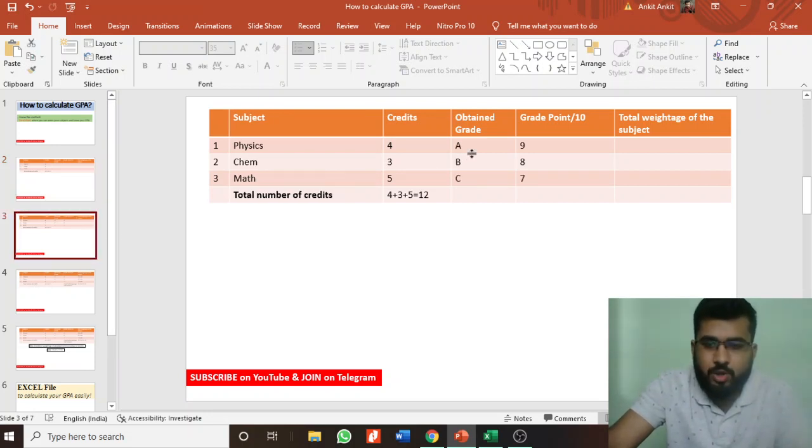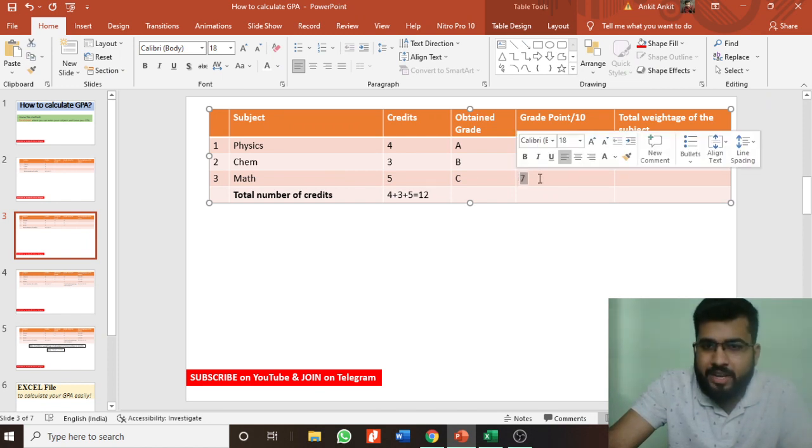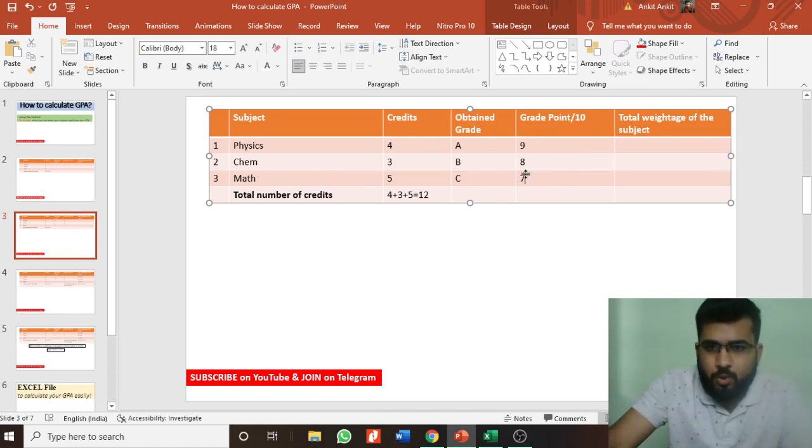Next, you should know the grade that you obtained in those subjects. So let's say you obtained A grade in physics, B grade in chemistry, and C grade in maths. So you should also know that A corresponds to 9 out of 10. Chemistry, you got B. So B corresponds to 8 out of 10. And maths corresponds to 7 out of 10. So if you know all of this, let's move forward.